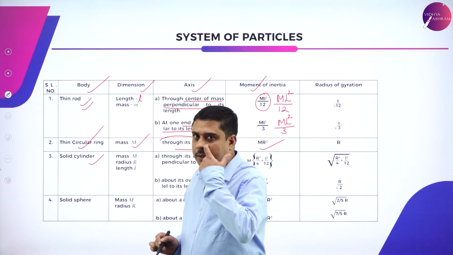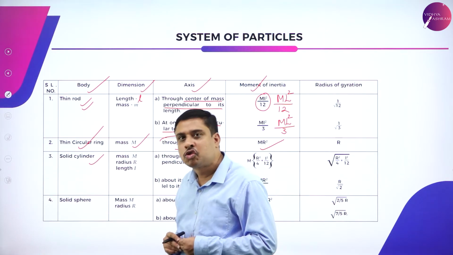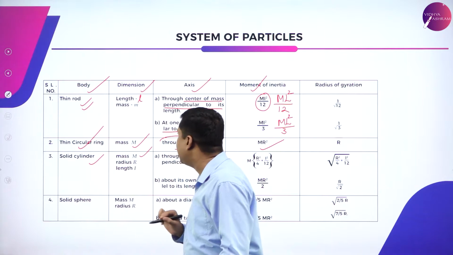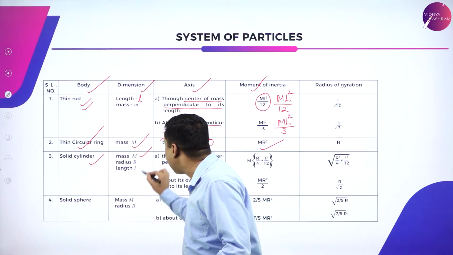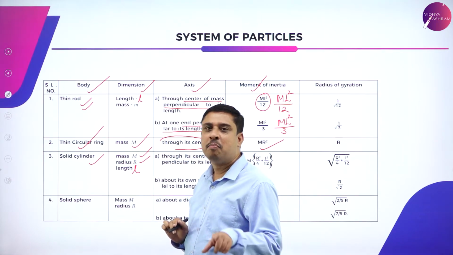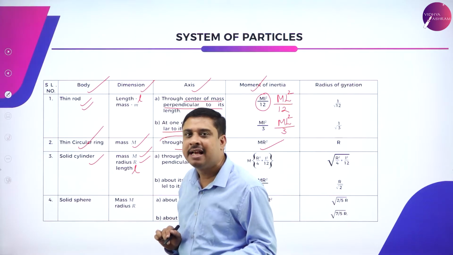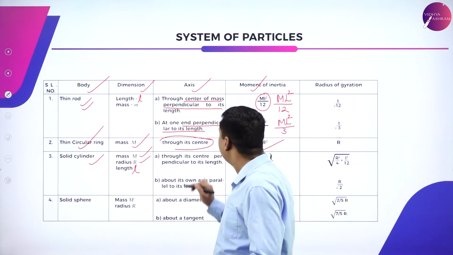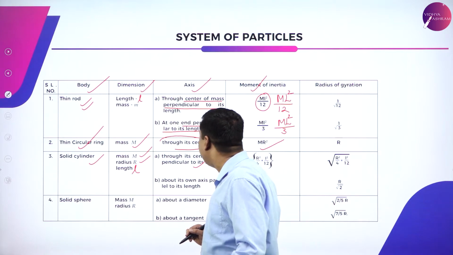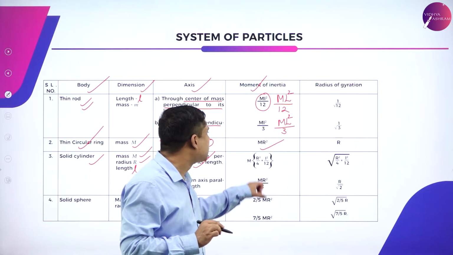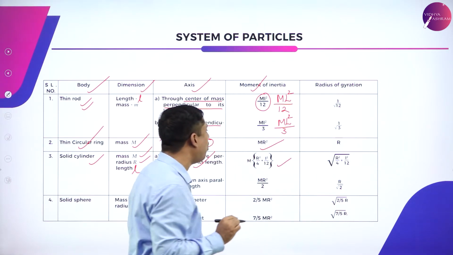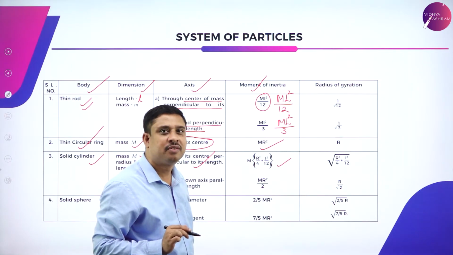Next, the geometry, solid cylinder, cylinder now, dimensions, it has mass M, radius r, length L, mass is M, radius is r, length is L. What is the first axis? Again, passing through the center perpendicular to its length, so its moment of inertia is m times r square by 4 plus L square by 12.